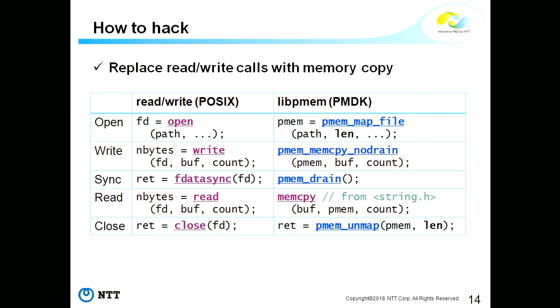Roughly speaking, we replace 5 system calls, including read and write, by using PMDK. The blue 4 functions here are provided by libpmem. It's the base library of PMDK. Note that memory mapping functions and unmapping functions take the length of the mapped file. So please take care of that. A memory mapped file cannot extend or shrink while being mapped.